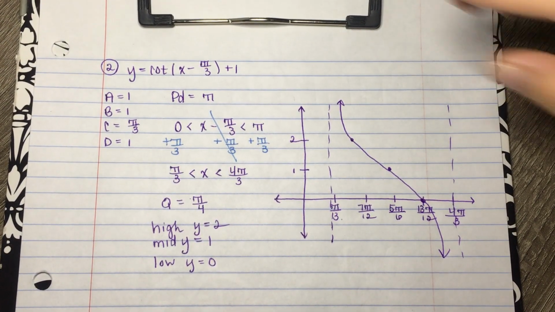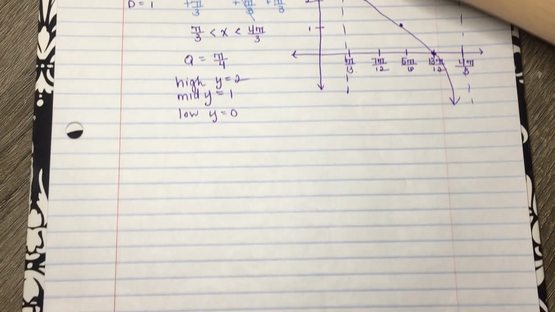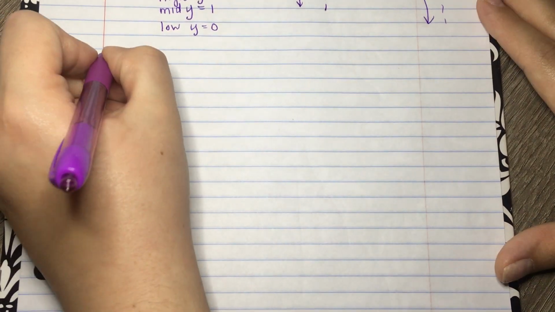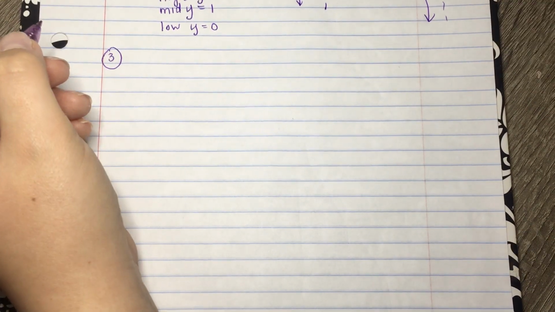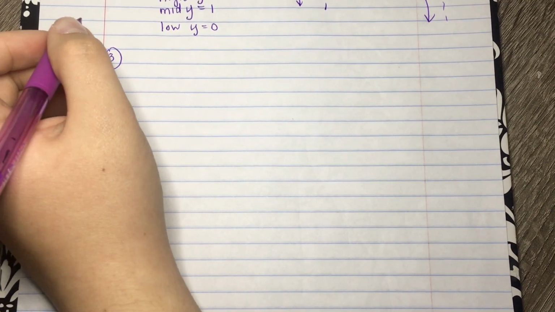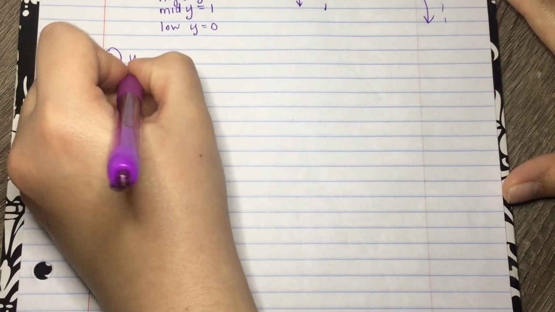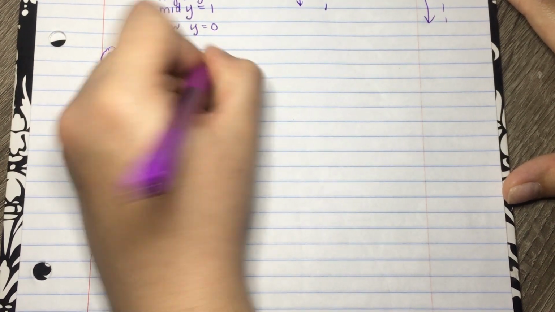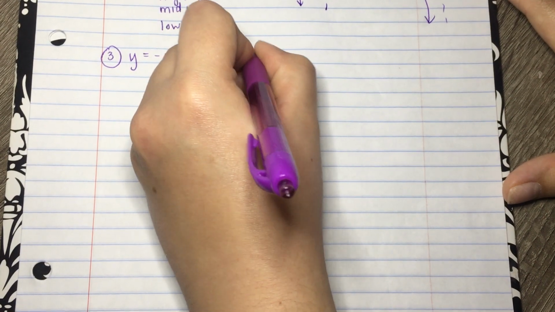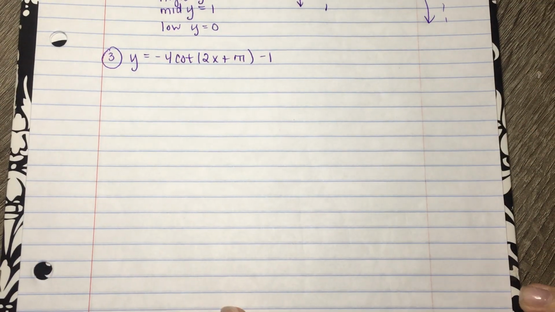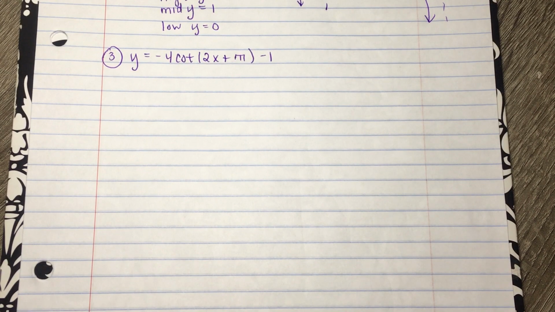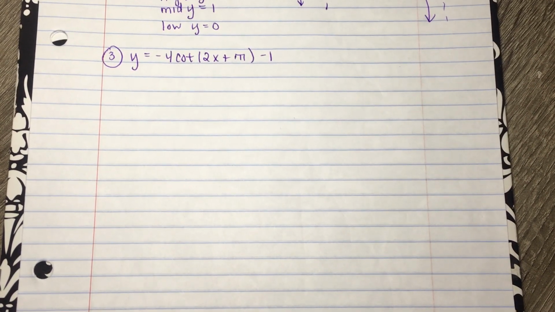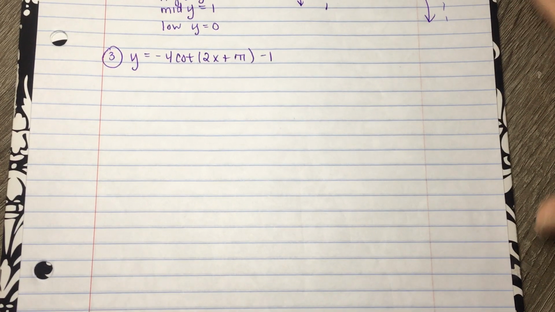All right, make sure you have this all down because we're going to move on here to our last example in the video, and we're going to add in all these transformations, and we're going to have a negative. So we got negative 4 cotangent of 2x plus pi, minus 1. All right, this is where the process that we've been doing really pays off because it may look like a lot, but if you keep going with the same process, you will be fine.